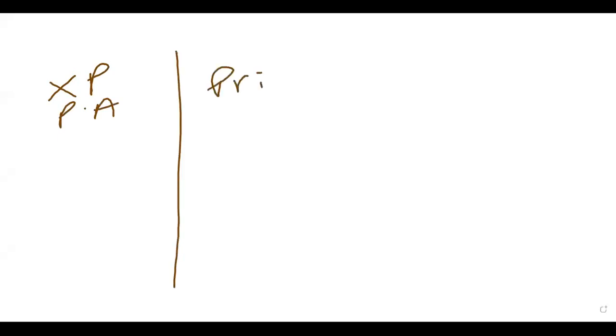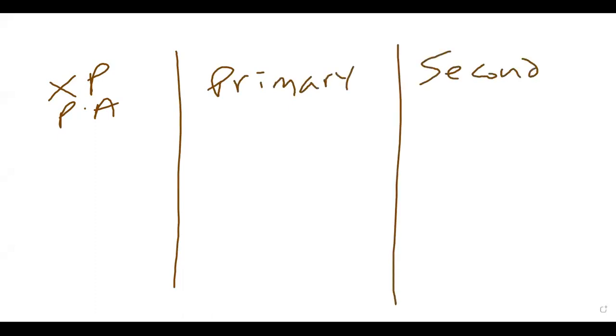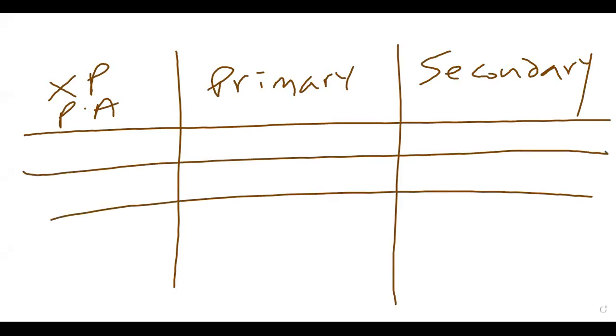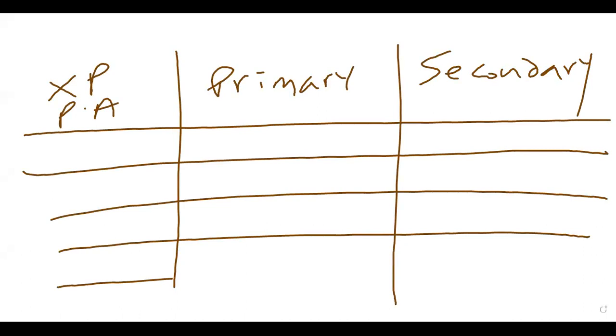The first is the XP practice area. The second is the primary practice. And the third column is the secondary practice. And honestly, all you need to do is listen, and I'm going to go through them one by one. We have 4 rows on that table, and I'm going to take them one by one.